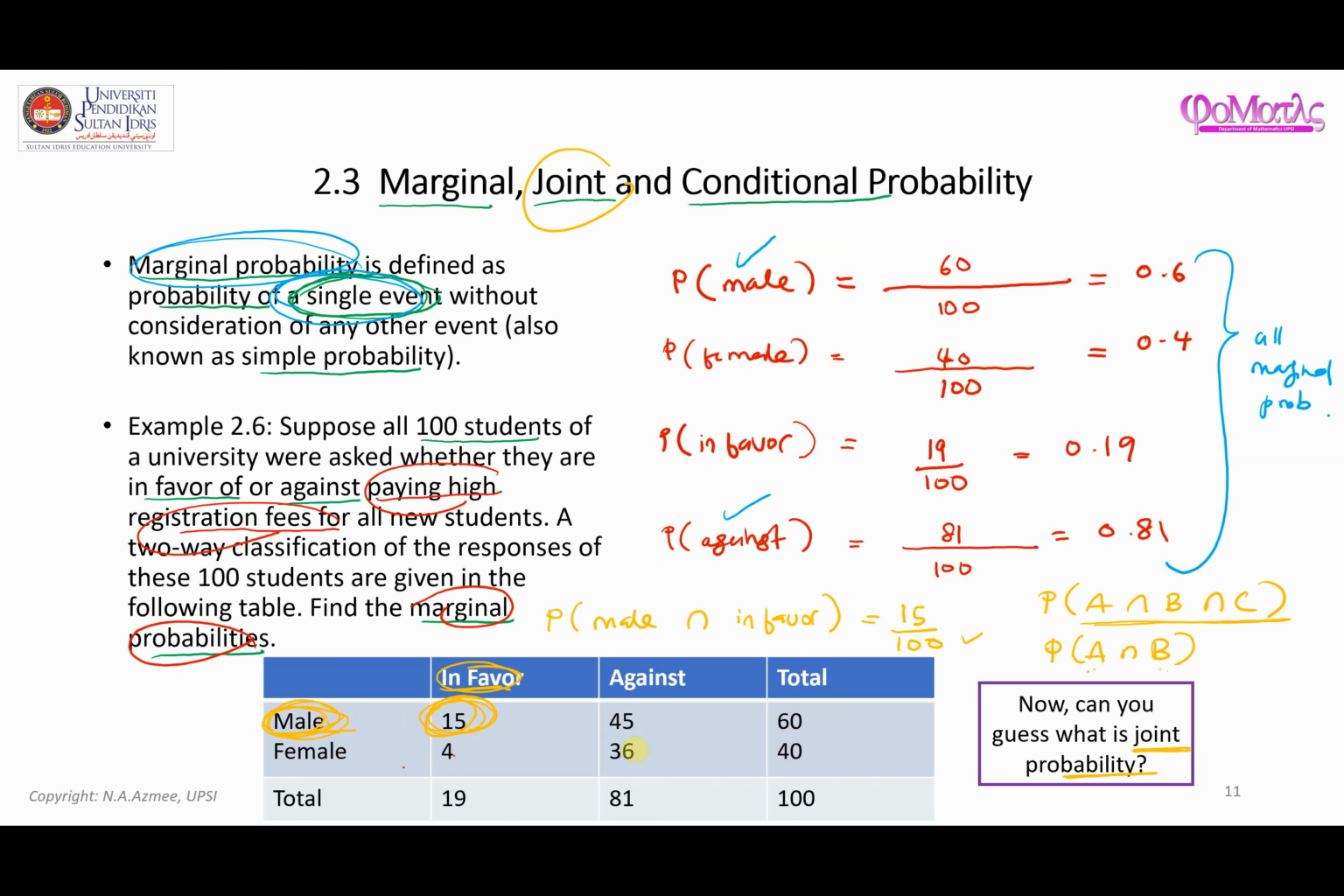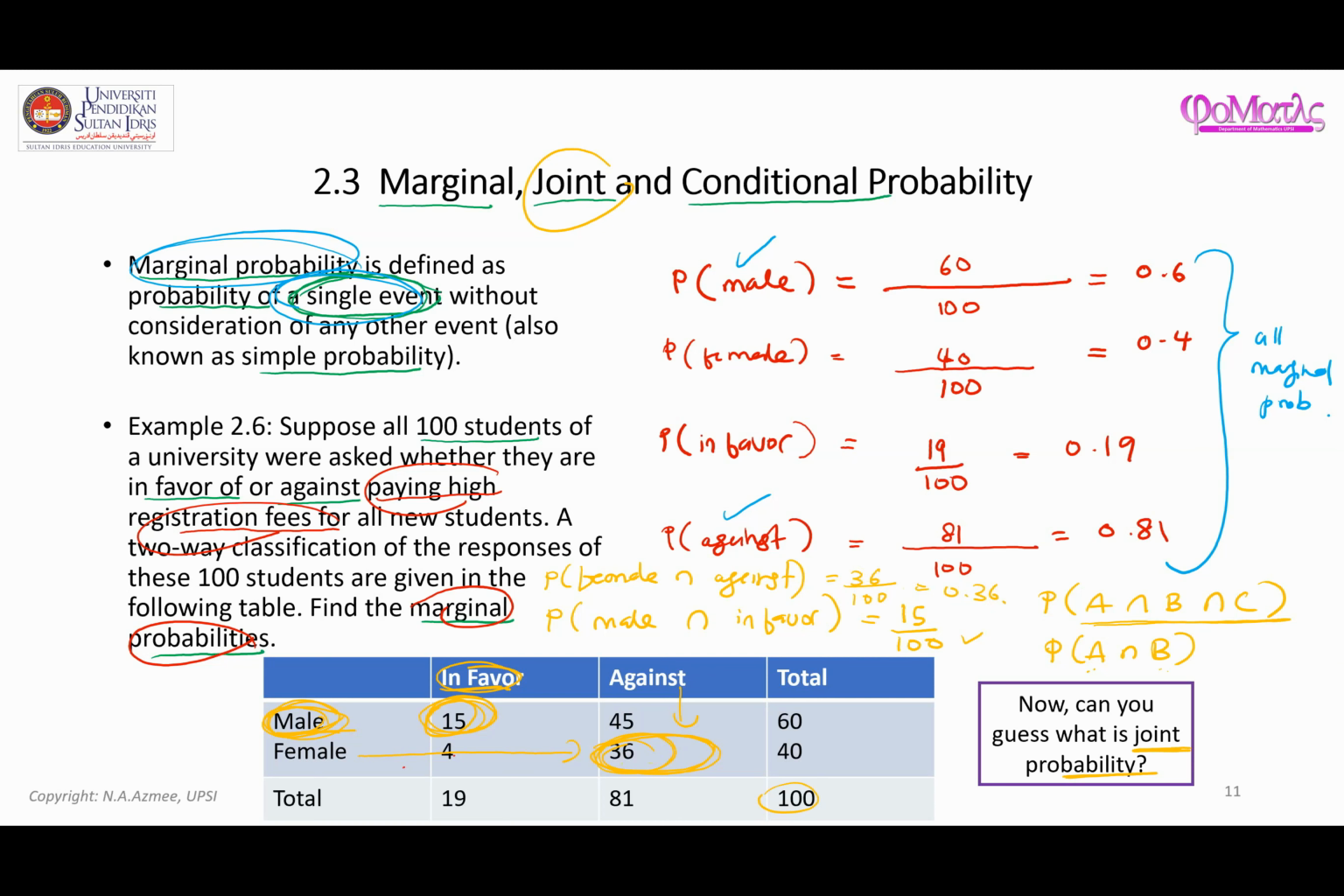Now what else? This is also another example of joint probability. If you consider this space here, there is an intersection between female and against. So you are female and you are against the statement or the suggestion. For example, we have probability of that person being female and intersect with against the statement. So we need to know how many of them are female and against. The number is 36. So 36 over the total number of students, which is 100. So this is an example of joint probability, which is 0.36.